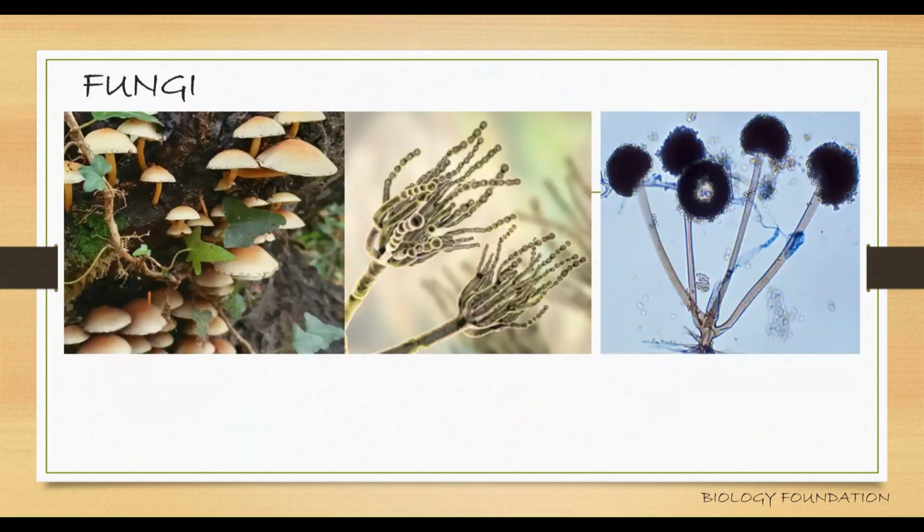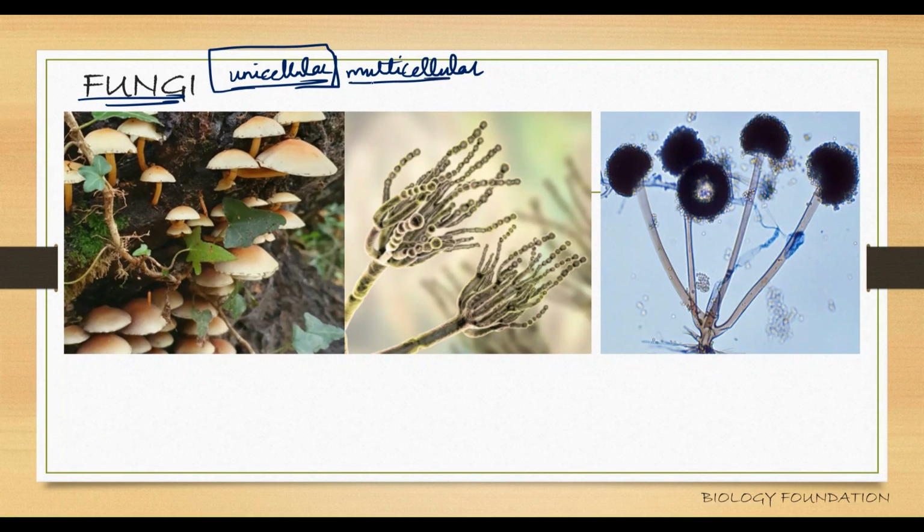Next is fungi. Okay, what are basically fungi? Why did R.H. Whittaker again create a separate group? Fungi includes either unicellular organisms or multicellular organisms. That means organisms belonging to this kingdom fungi can be either unicellular, made up of a single cell, or they can be multicellular, and these organisms are all heterotrophic.